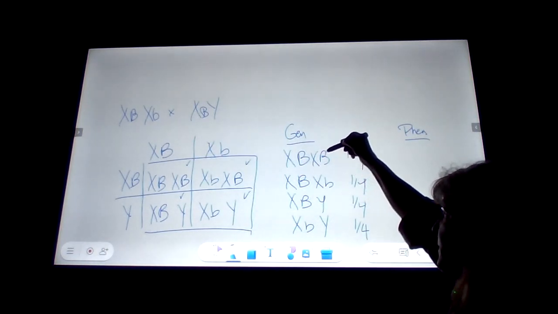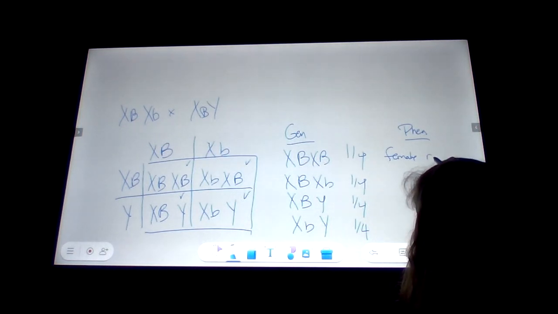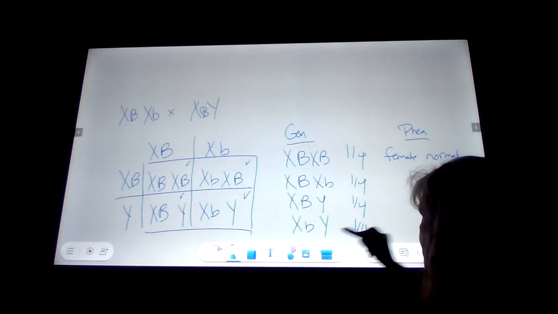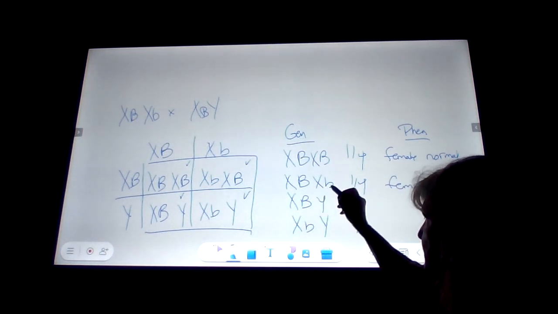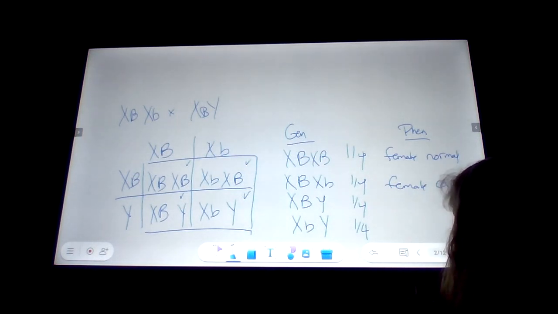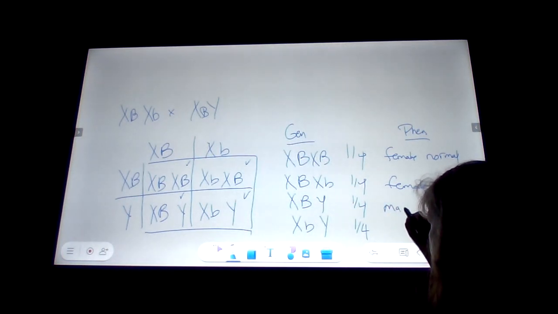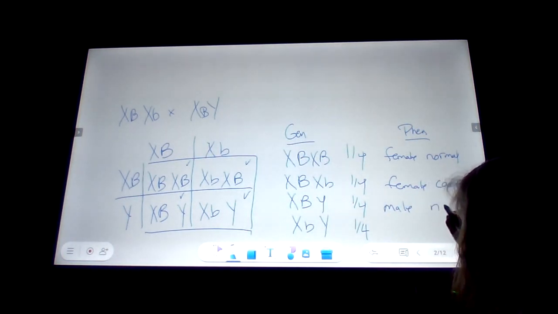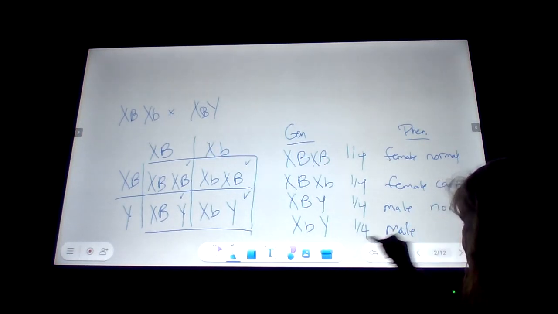Okay, let's figure out what they look like. What's our phenotype? Okay, I got 2 X's, so I know it's a female. I have 2 big B's, that means she's going to be normal. I have 2 X's, so it's another female. She has a big B and a little b, so she's a carrier. I have an X and a Y, so I know it's a male. He has a big B, so he's going to be normal. I have another X and a Y, so I know that this one's also male. He's got a lowercase b, or little b. He's going to be colorblind.